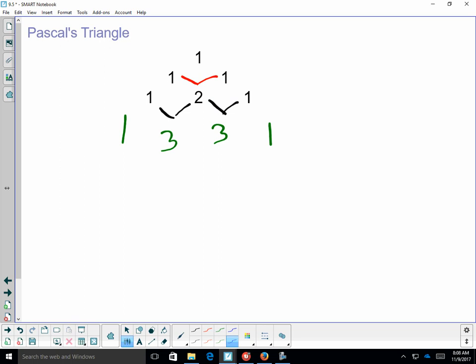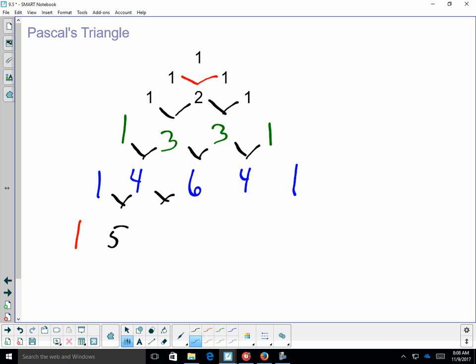To get to the next row, again, I start with a 1. Now I'm adding the 1 plus 3, and I'm going to get 4. Add the 3 plus 3 and get 6. Add the 3 plus 1 and get 4. And then end with a 1. Doing the next row, I'm going to start with a 1. Add the 1 plus 4 and get 5. Add the 4 plus 6 and get 10. Which I should have switched colors, I didn't. Add 6 plus 4 and get 10. 4 plus 1 and get 5. And then end with a 1.